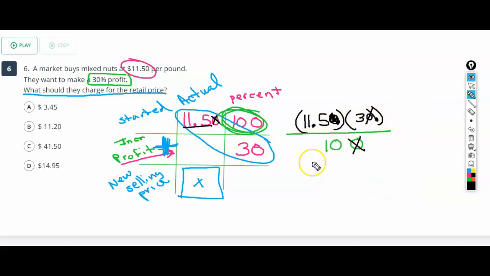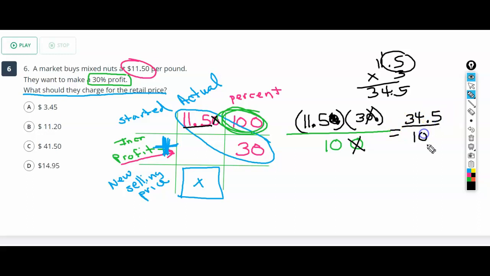Now, if you see anything else you can reduce, you could do that. But since it's a decimal, I'm just going to go top times top. So I'm going to take 11.5 times 3. Just remember to count one digit after the decimal point and then move. So 11.5 times 3 is 34.5.